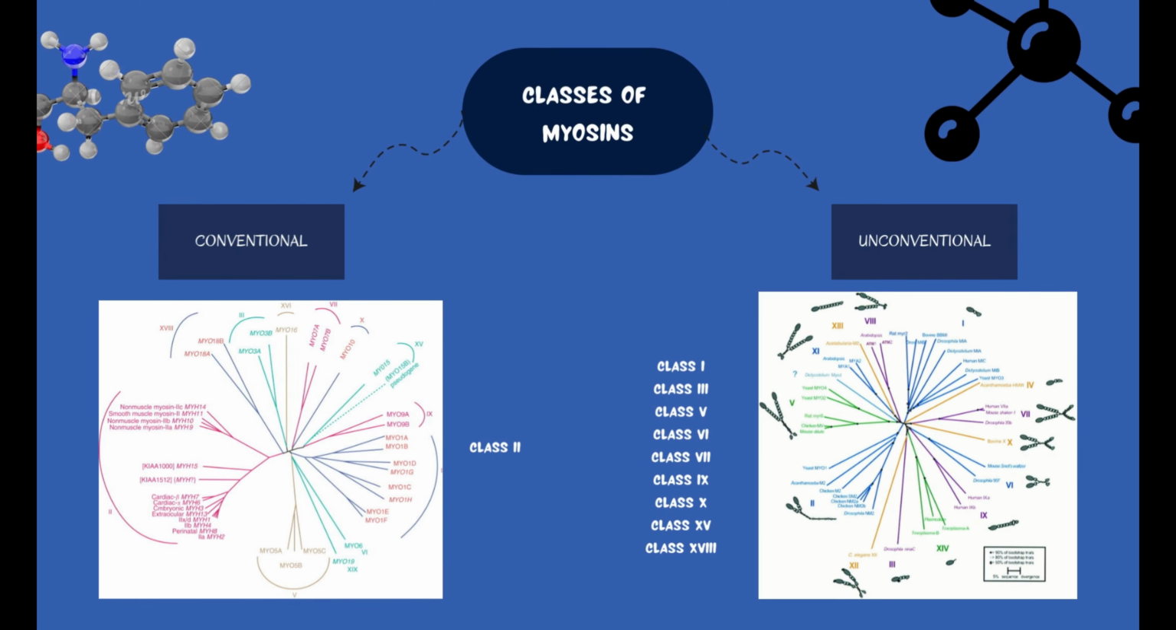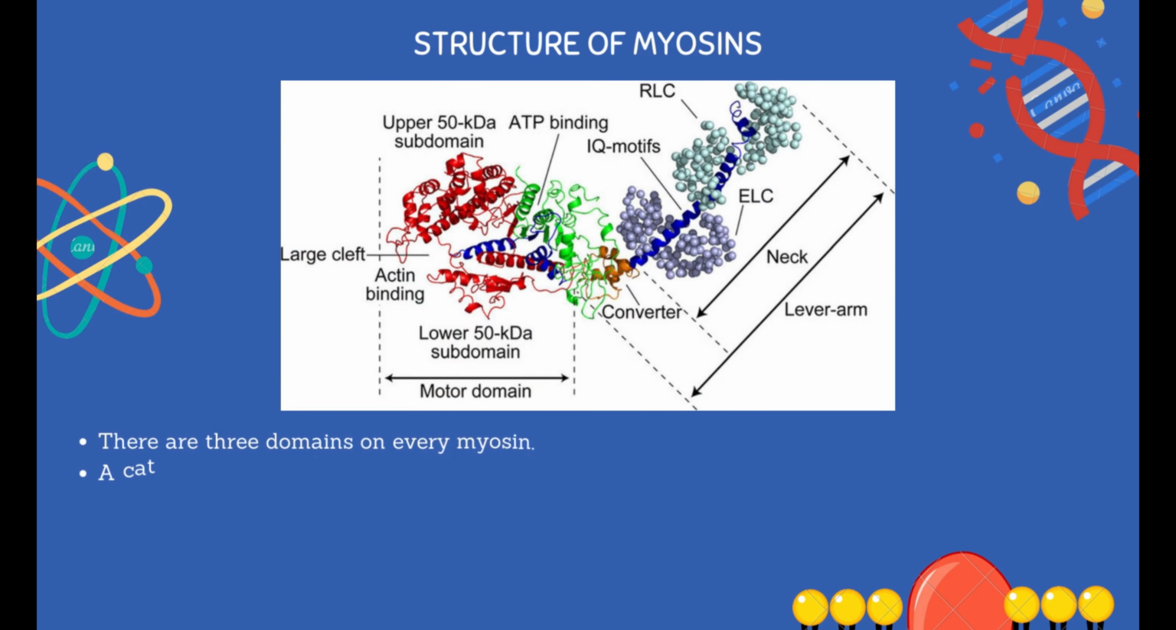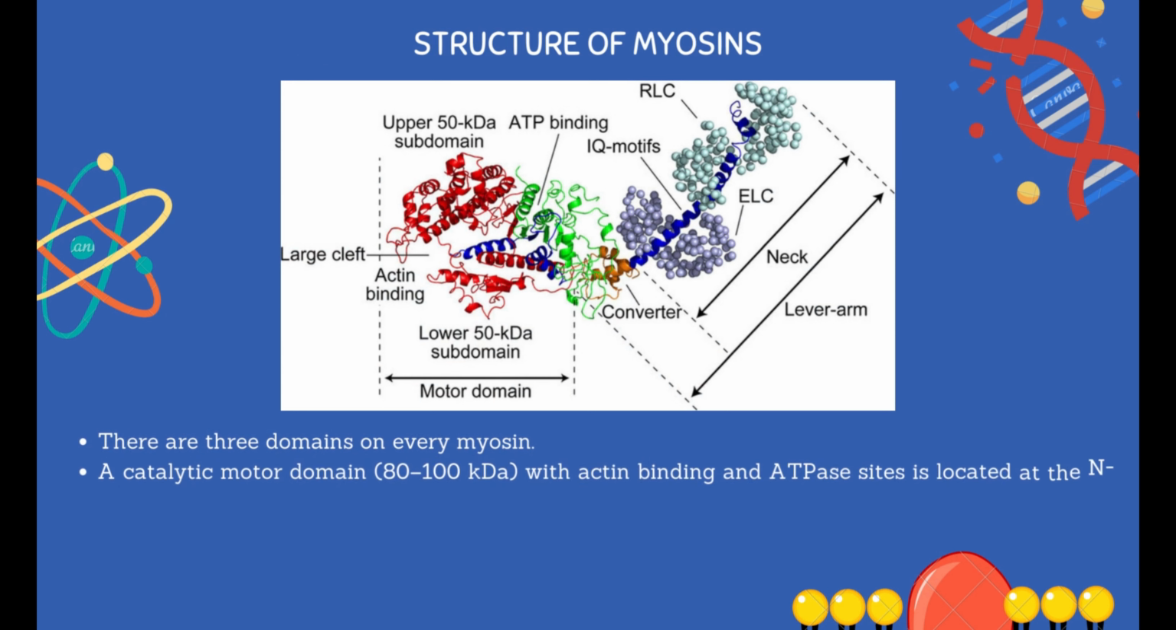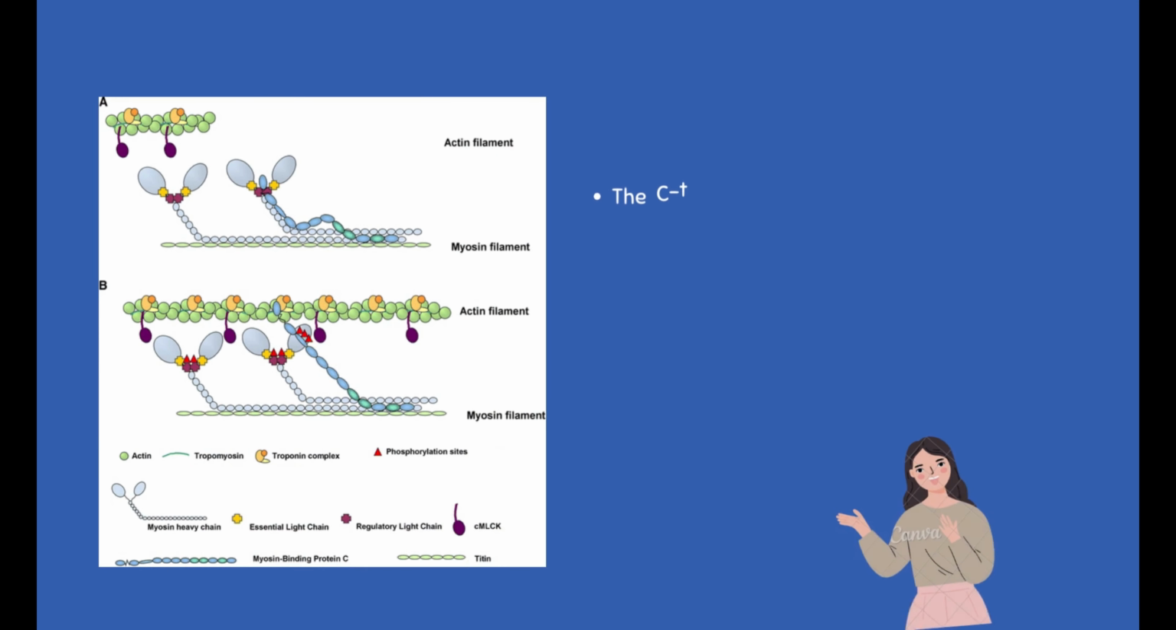Next are the classes of myosin. There are two classes, which are conventional and unconventional. These are the classes in each category. Next is the structure of myosins. There are 3 domains on every myosin. A catalytic motor domain with actin binding and ATPase sites is located at the N terminus of the protein. 1 to 6 IQ motifs with the amino acid sequence IQXXXRGXXXR are found in the central lever arm region that follows this domain.